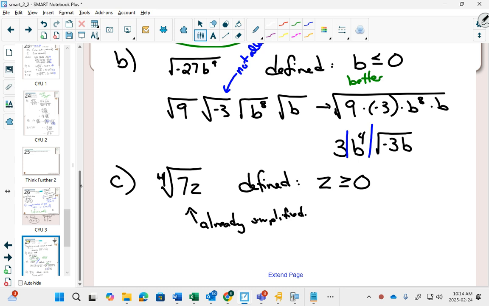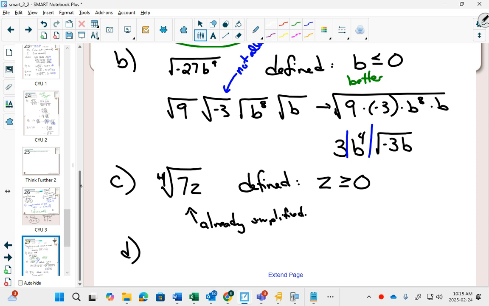I hate questions like this. It's like when they ask you factor and the answer is it can't be factored. It's like you spend all this time thinking about it only to find out you can't do anything. Same thing here. It says simplify and it's like it's already simplified.